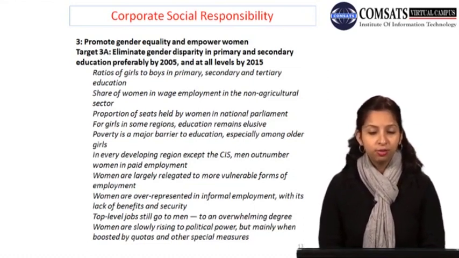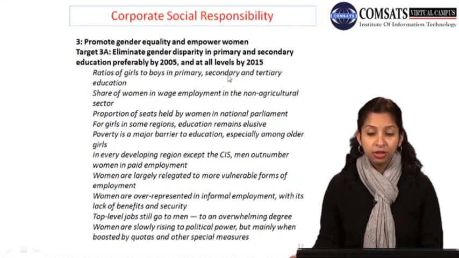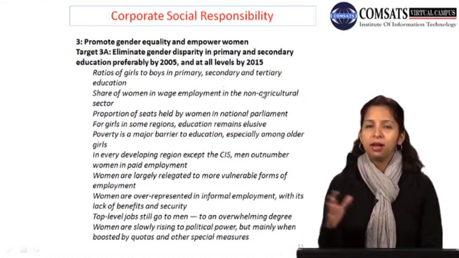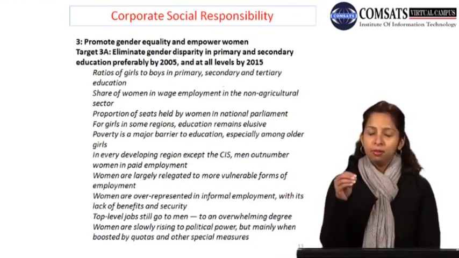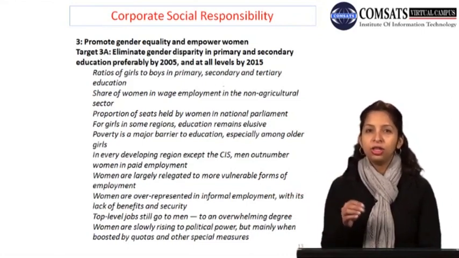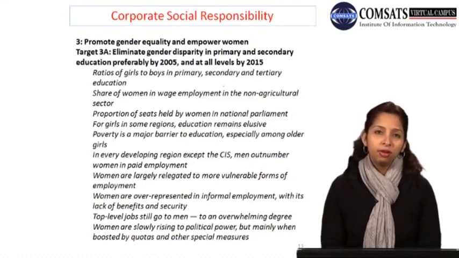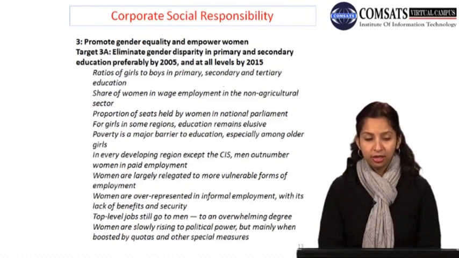Ratios of girls to boys in primary, secondary and tertiary education. Share of women in wage employment in the non-agricultural sector. This is extremely important, especially Pakistan ke reference se bhi. Agar aap ye Bahawalpur wagera ki site pe chale jaiye, you'll see so many women plucking cotton from cotton fields, but agar aap unse wages ka puchengi, salaries ka puchengi, they will not be getting any. Ya agar unko mil bhi rahi hongi, then they would be below the rate that the others get.